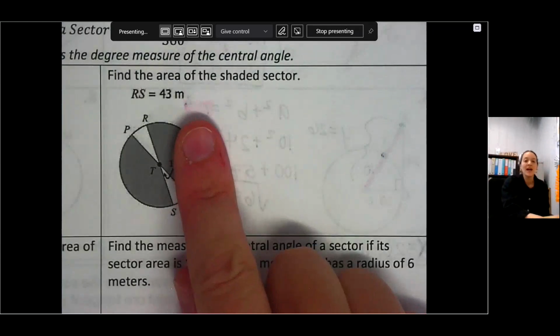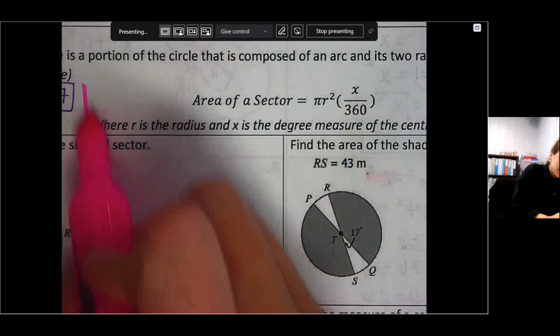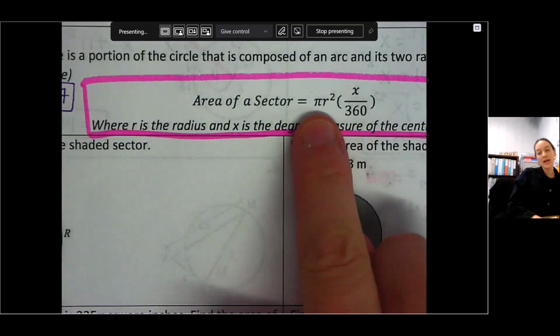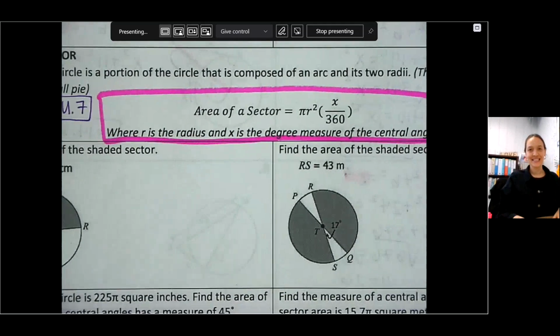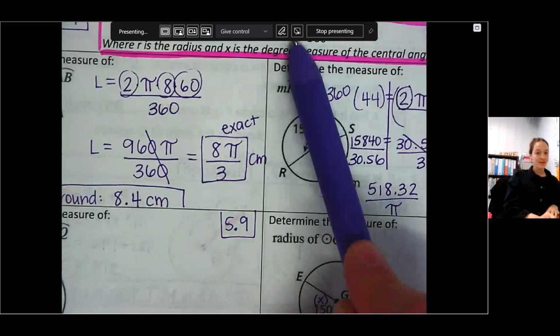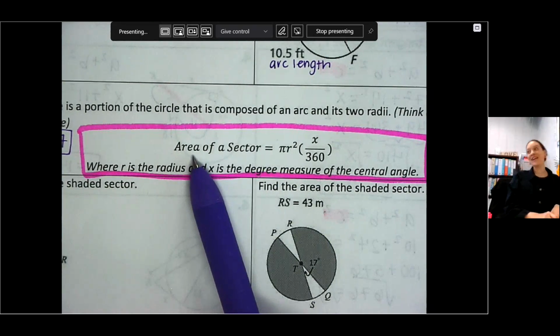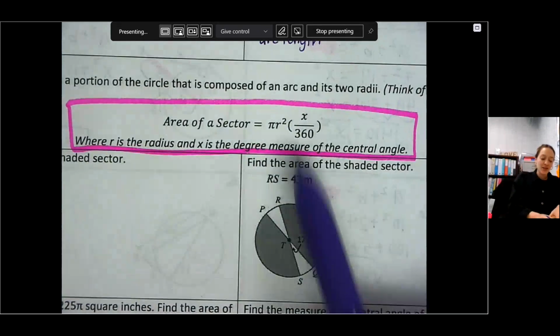So in this second problem here, it says find the area of the shaded sector. The equation is almost the same. The only difference this time is instead of it being 2 pi r, it's pi r squared. What's the equation of that? If 2 pi r was the circumference, pi r squared is probably the area of a circle. Yeah, pi r squared. So it's almost the same thing. It's just this part here that changes.